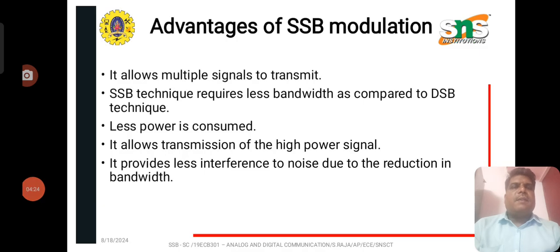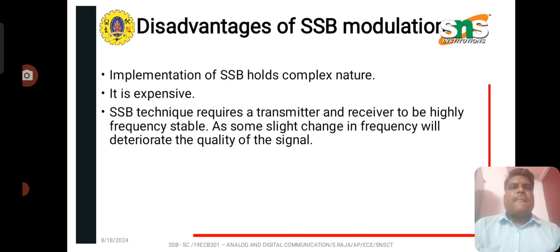Advantages of SSB modulation: it allows multiple signals to be transmitted. The SSB technique requires less bandwidth as compared to the double sideband technique. Less power is consumed. It allows transmission of higher power signals. It provides less interference and noise due to the reduction in bandwidth.